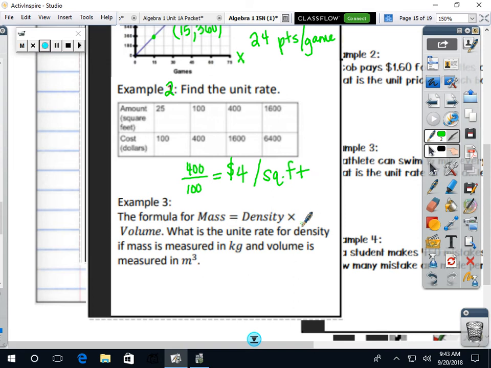And it wouldn't have mattered if you had picked another x and y value. You would have got 4 for all of them. 100 divided by 25 is 4. 1600 divided by 400 is 4. 6400 divided by 1600 is 4. So, since all of them give you a 4, wouldn't this table also make a straight line because it has a constant rate of change? Every single rise over run gives you 4.